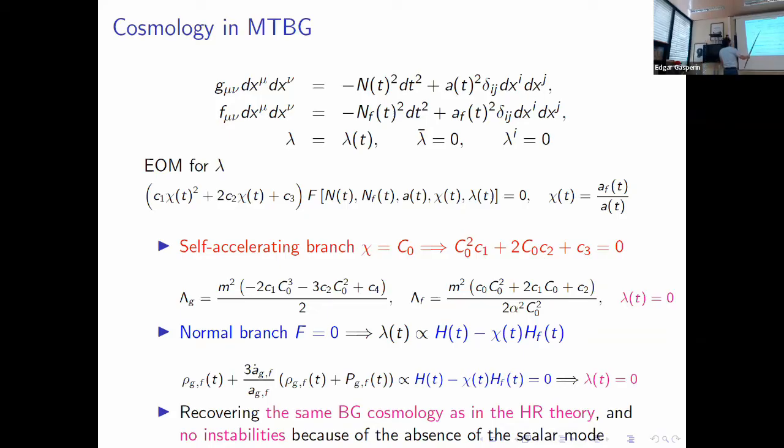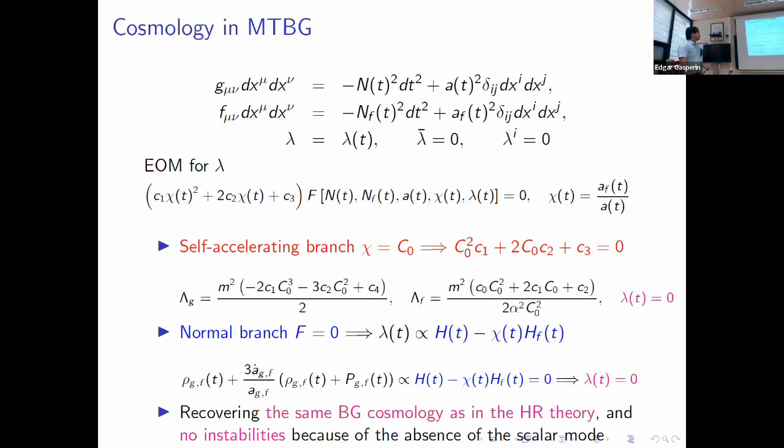Then first we vary the whole action with respect to this small lambda. Then again we get this kind of branching condition. As in the previous part, we get the self-accelerating branch, which corresponds to this condition, and the normal branch, which corresponds to the case where this value is given by a combination of variables. Actually, the condition for the self-accelerating branch is the same as the previous case. Then we get exactly the identical Friedmann equation with an effective cosmological constant. Also, we get a lambda as the solution.